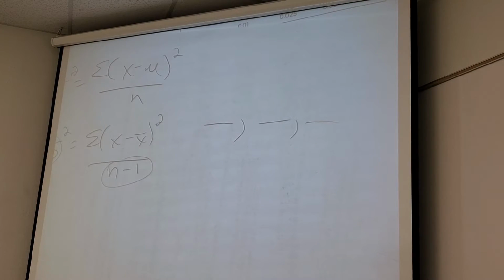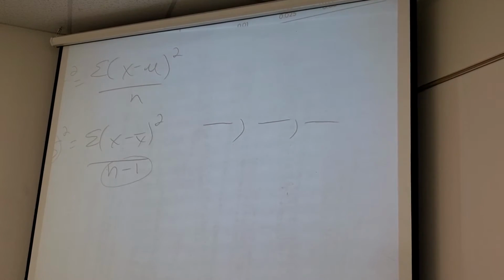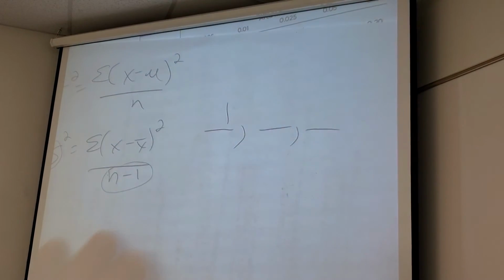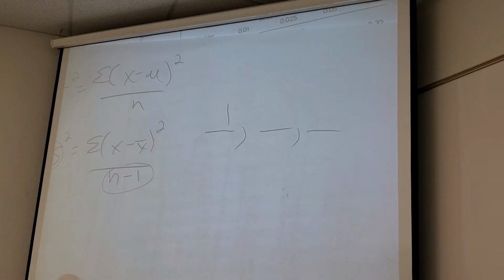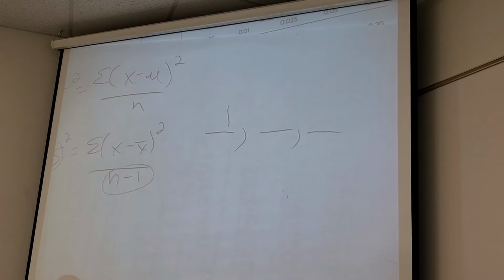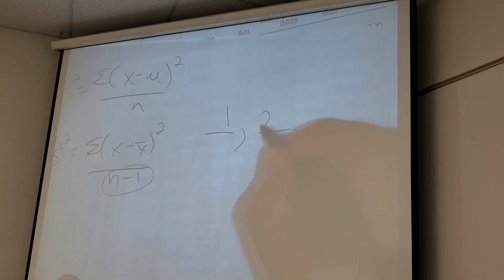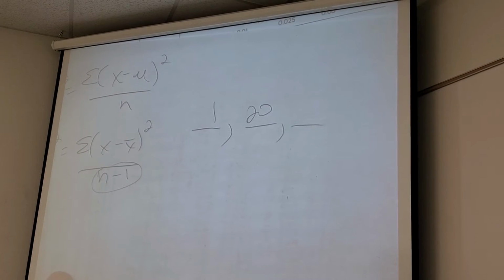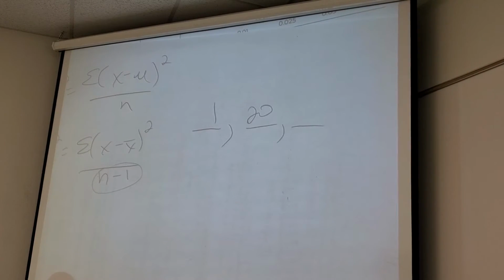So how much freedom do I have to just make stuff up? The first number, what could it be? It could be anything, right? Let's say the first number is 1. And the second number, it could be anything. Who cares? Let's make the second number 20. But then the third number has to be something. What does it have to be? 9. That's crazy.